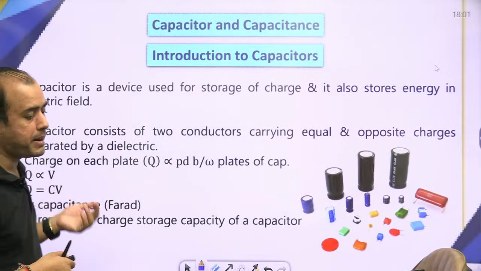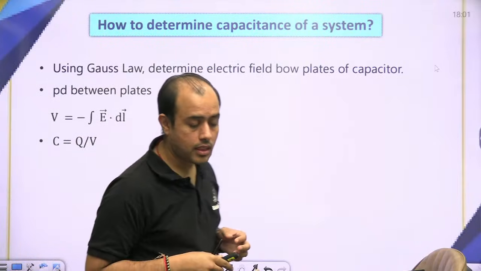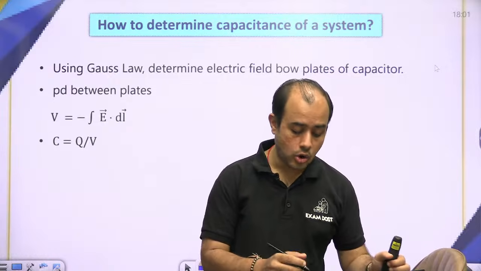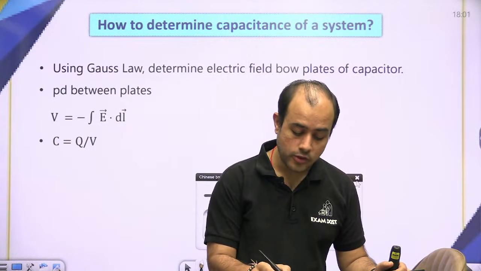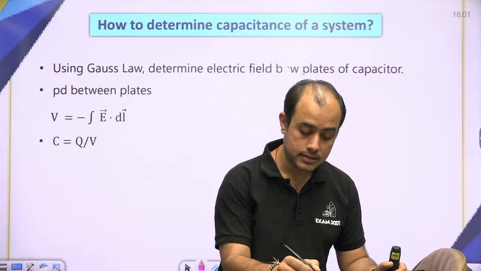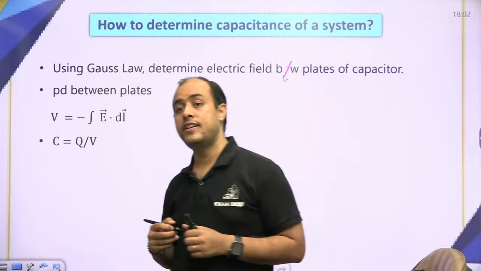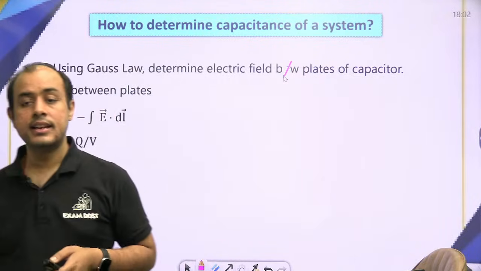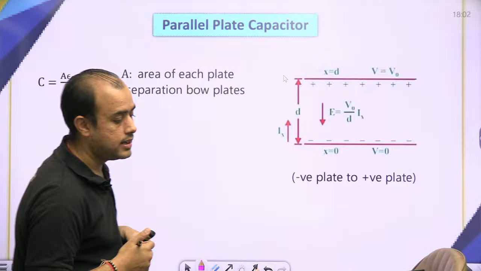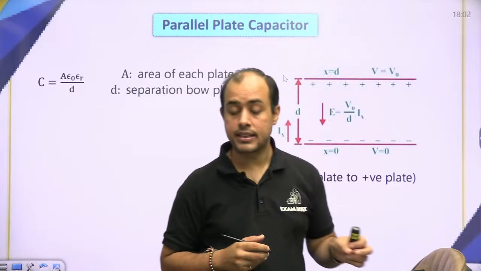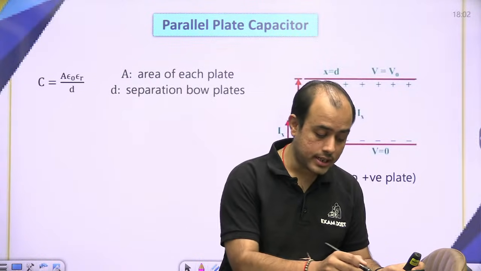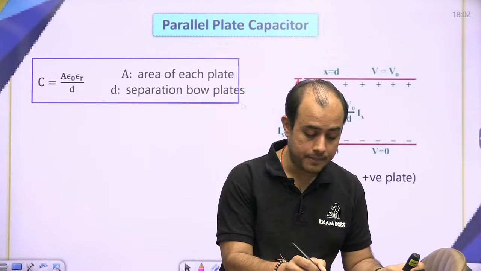So the unit of capacitance is farad. Now how to find capacitance? First beta, using the Gauss law, we try to find the electric field between the plates of capacitor. Using electric field, we find the potential difference. Then charge upon potential difference is the capacitance. For parallel plate capacitor, the capacitance is A epsilon naught epsilon R by D.